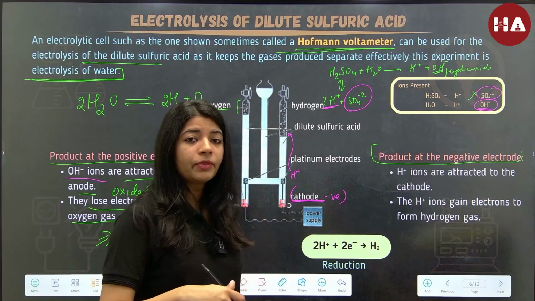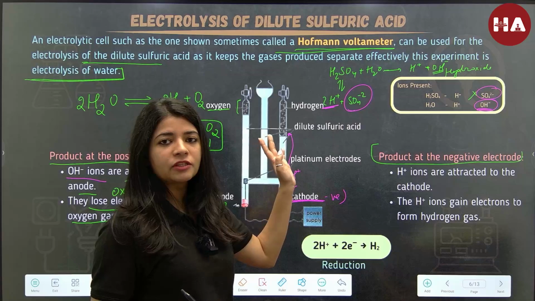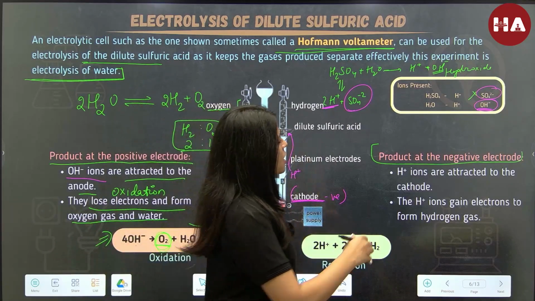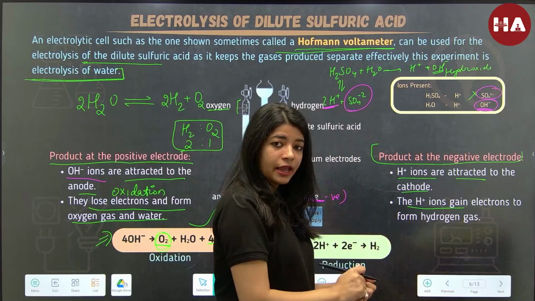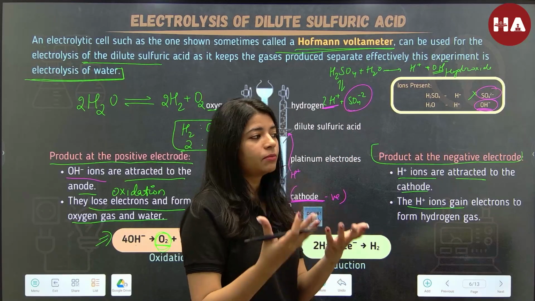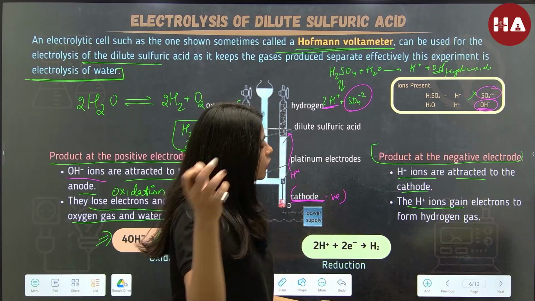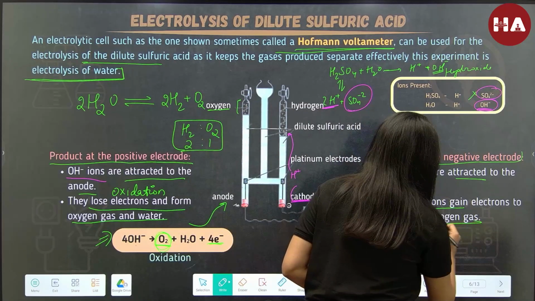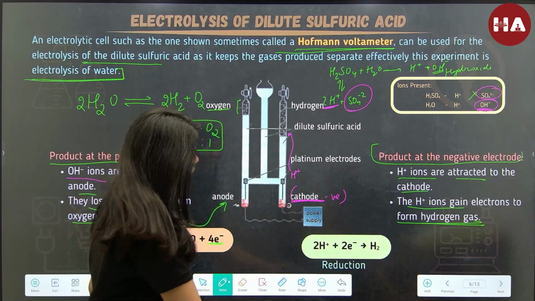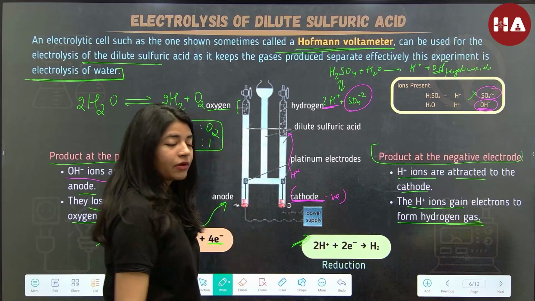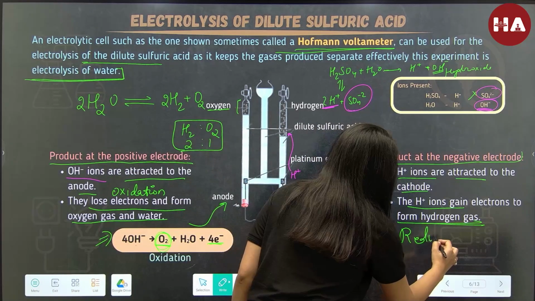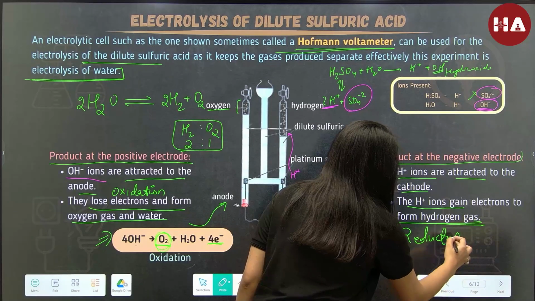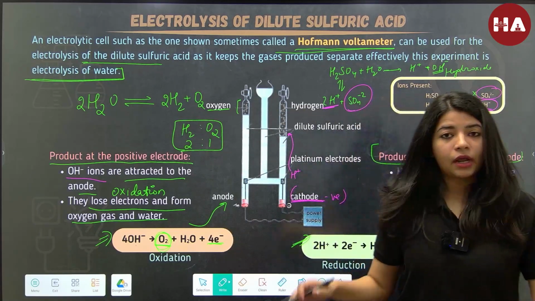In case of your negative electrode, what will happen? Positive ions will come. Here only one type of positive ion is present, which is H plus, so no competition. H plus ions are attracted to the cathode. The H plus ions gain electrons because they are already positive, meaning electron deficient species. They will gain electrons and form hydrogen gas. The reaction is this, right? Gaining of electrons means reduction is taking place, right? Now you can annotate this thing down.